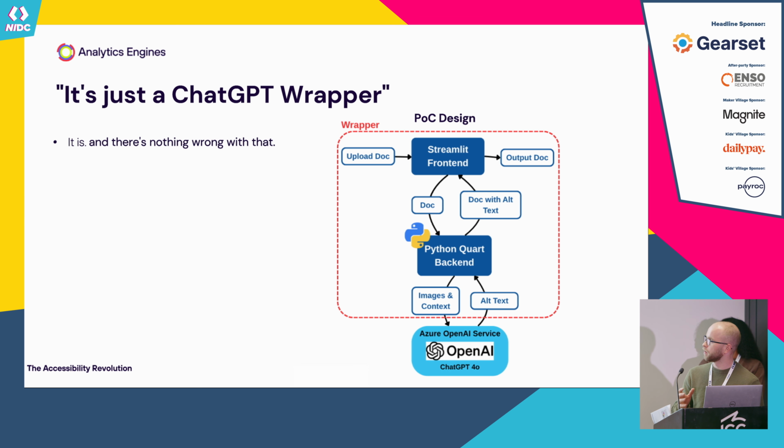For example, we had a POC at the start of this that Annie talked through, which is essentially a ChatGPT wrapper. What it did was it allowed users, with a very basic front end, to upload a document; it parsed all the text and images, sent it to ChatGPT on Azure, we got the alt text back and we allowed them to download the document. You could argue that's a ChatGPT wrapper, but there's nothing wrong with that. The proof of concept proved to us that this was valuable.